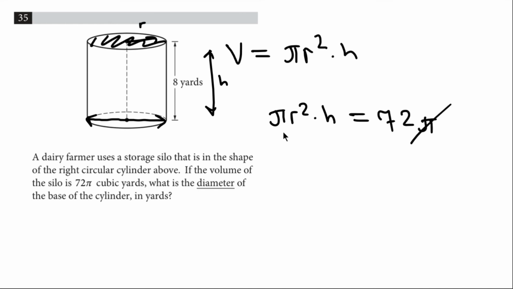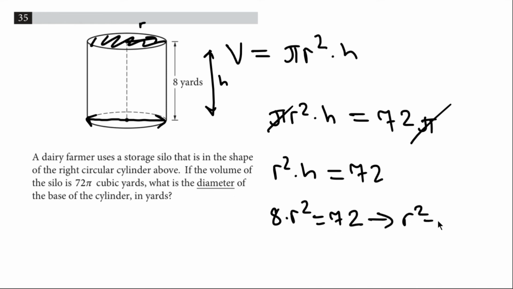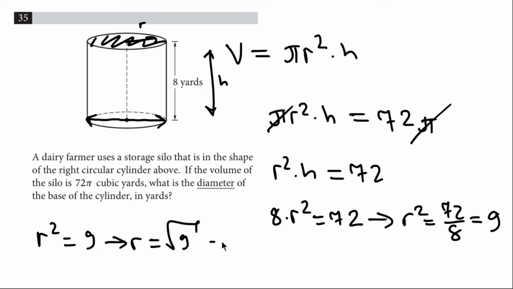Now let's divide both sides by pi. We get r squared times h is equal to 72. And the height is already given. Height is 8 yards. So 8 multiplied by r squared is equal to 72. Therefore, r squared is equal to 72/8, which is equal to 9. Now, r squared, or the radius squared, is equal to 9. So radius of this cylinder squared is 9. Therefore, radius is equal to square root of 9, and that gives you 3.